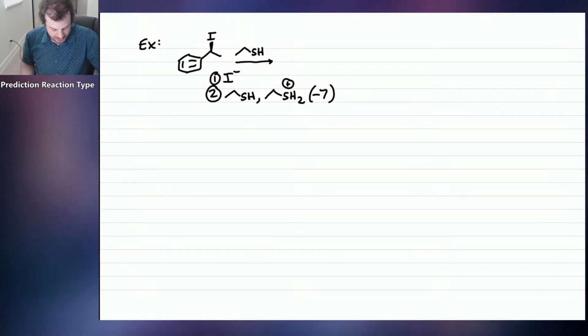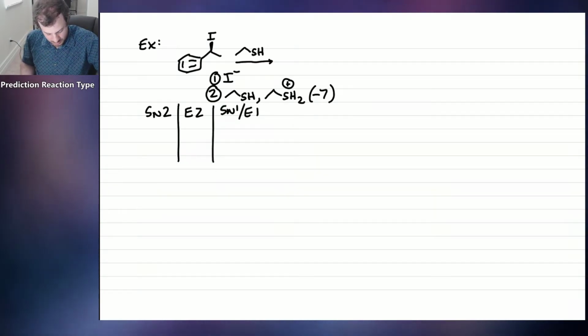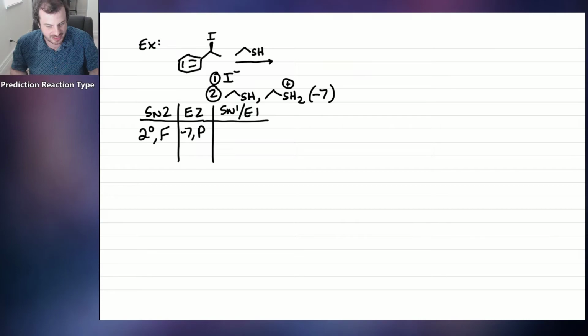So now we can do the SN2, E2, SN1, E1. Okay, SN2 is secondary, so fair. E2 is -7, which is poor. Conjugate acid is -7, definitely poor. And then SN1 E1, it's secondary, but benzylic.